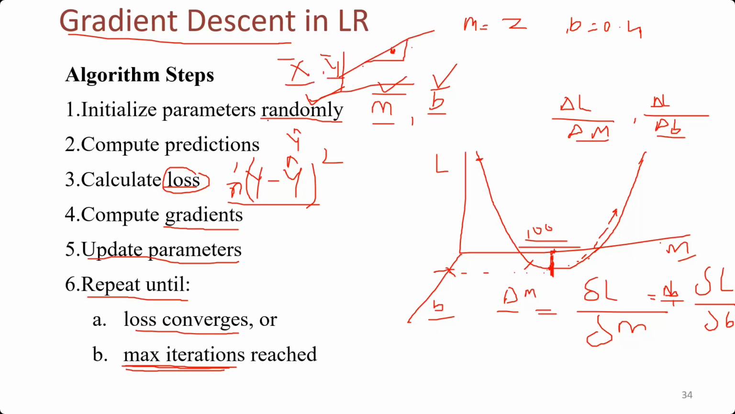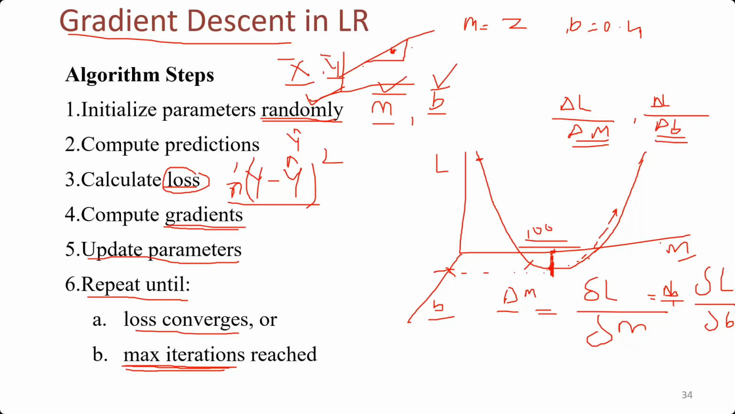However, for other cases, you can choose random values of m and b. Then we compute the predictions, calculate the loss with respect to those predictions, and then compute the gradient. Gradient is nothing but the partial derivative with respect to m and b.